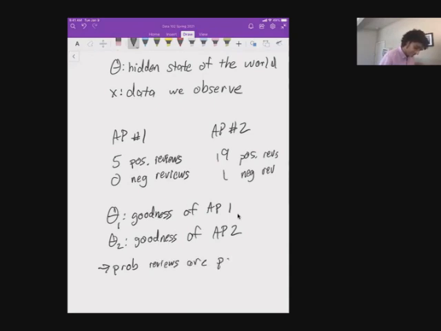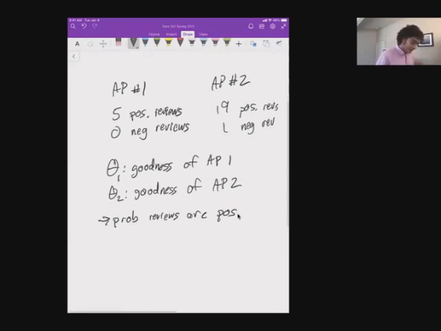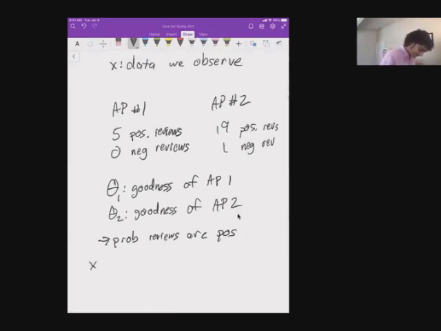Now, this doesn't capture everything about how good the air purifier is. It doesn't capture how fast it changes the air, how often you need to replace the filter, how energy efficient it is. This is just one simplified way of measuring how good it is based on the reviews it gets. So we have these thetas, from 0 to 1, and we're thinking of them as probabilities. And then our data X is going to be the actual reviews themselves. We're going to say they're either positive or negative. If they're positive, we call that a 1, and if they're negative, we call that a 0.